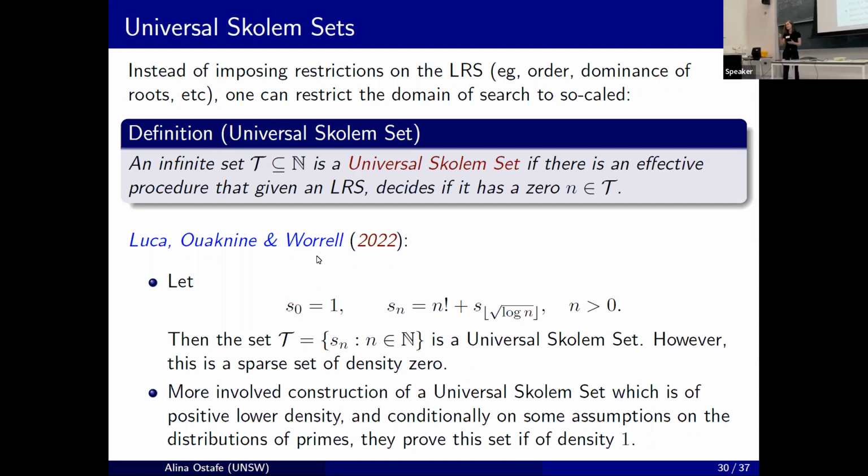And they also gave in a second paper a more involved construction for which they can prove that it has a positive lower density, and also, conditional on some assumption on the distribution of primes, they advertise that they can prove that it's of density 1. They announced it as a remark at the end of their second paper, but the details have not appeared yet.